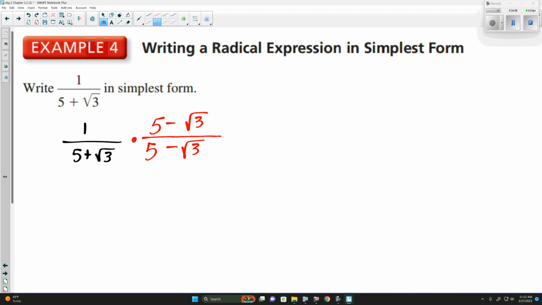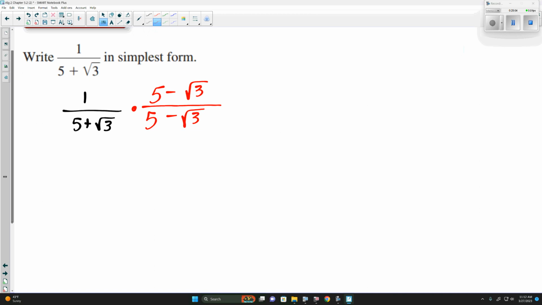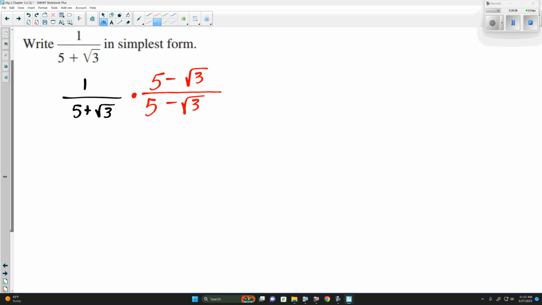So we're just changing the sign in the middle. Because what we're wanting to do is to get the denominator's radicals to simplify. And if we multiply 1 over 5 plus the square root of 3 by 5 minus the square root of 3 on top and bottom, the radicals in the bottom of the fraction are going to cancel each other out.